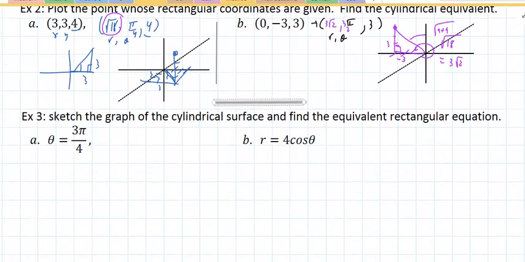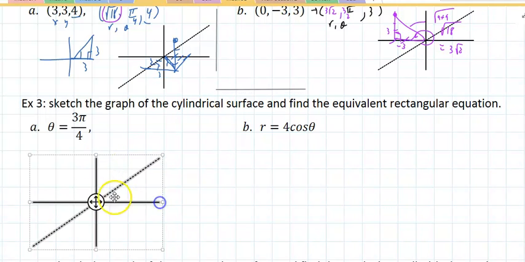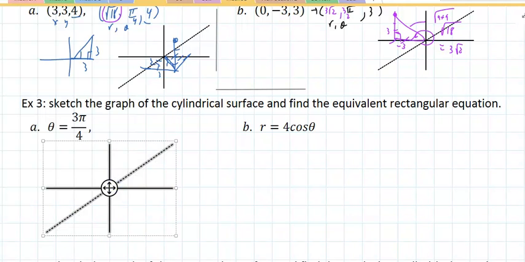We sketch the graph of the cylindrical coordinates. If they told us theta equals 3 pi over 4, so there's no r and there's no z. Well, let's see how this works. I rotate to 3 pi over 4. 3 pi over 4 is located right there. And if r is 1, z could go up and down. If r is 2, what that does, that creates a plane.